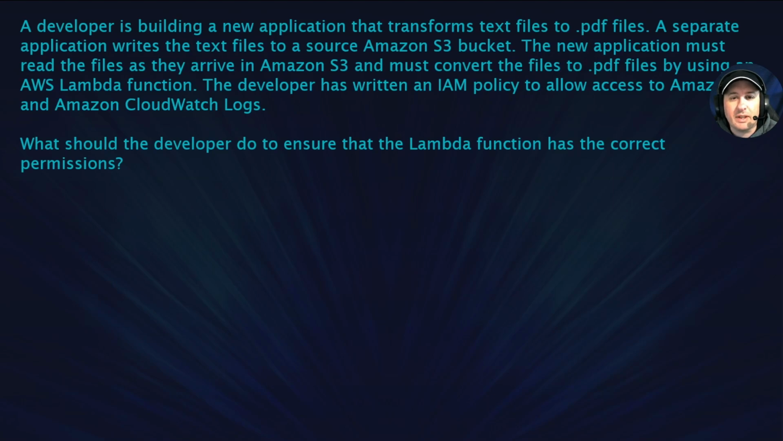We have a developer that is building a new application that transforms text files to PDF files. A separate application writes the text files to a source Amazon S3 bucket. The new application must read the files as they arrive in S3 and must convert the files to PDF files by using an AWS Lambda function. The developer has written an IAM policy to allow access to S3 and Amazon CloudWatch Logs. What should the developer do to ensure that the Lambda function has the correct permissions?